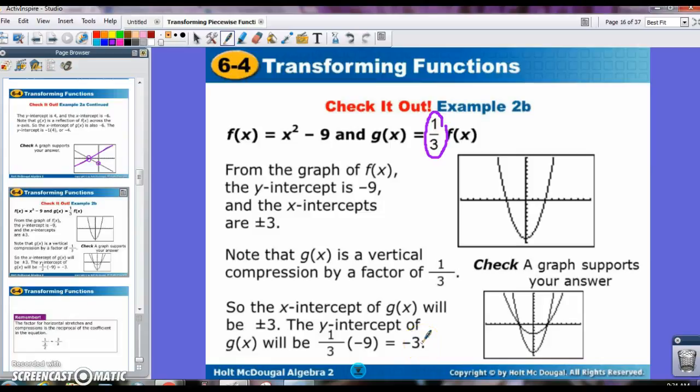So what happened? I did a vertical stretch or compression, which means my y values are changing, but my x values don't change. Okay, when you do a vertical stretch or compression, you change the y-intercept, but not the x, because you're stretching it up or down, so the y changes. To figure out what it changes to, all you're doing is taking that compression factor and multiplying it by that y-intercept, so 1/3 times -9 gives you that -3, and that is your new y-intercept. Your x-intercepts don't change, so that's why you end up with this new parabola.